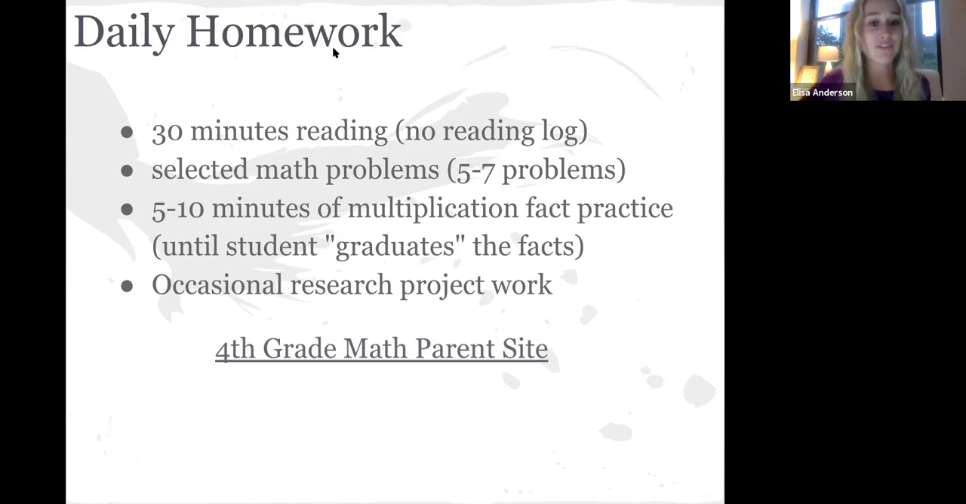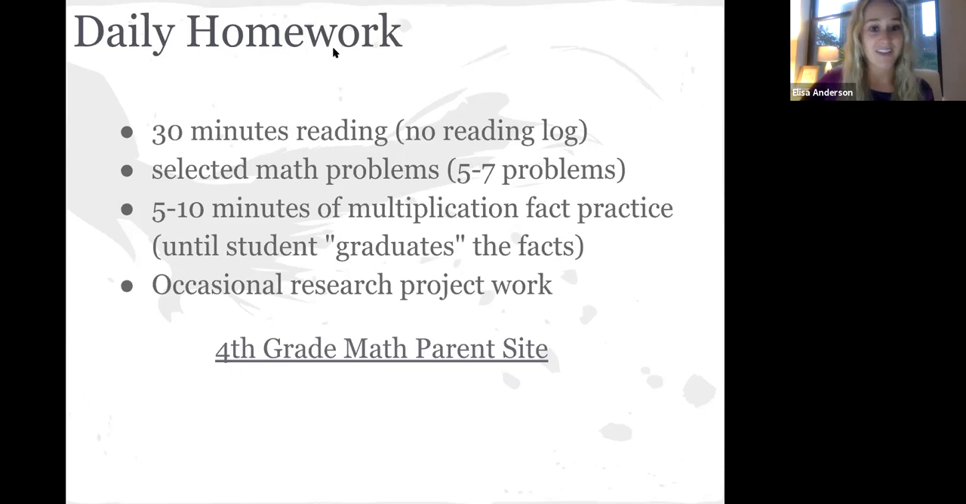Your child will have 30 minutes of reading every night. We encourage that to build their stamina. If you were used to a reading log in previous years, there will not be a reading log this year, which may be great for some people. Your child will have math problems every night. Again, very minimal, no more than 5 to 7 problems. We just want to get a little idea how they're going in each section.